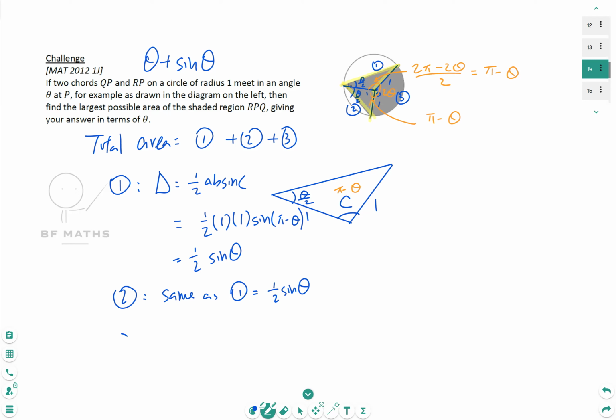Now 3 is a sector. Sector means half r squared theta. Half times radius 1 squared times theta. The theta is 2 theta. So multiplying them all, it is theta.